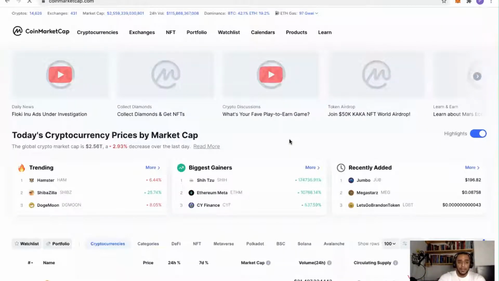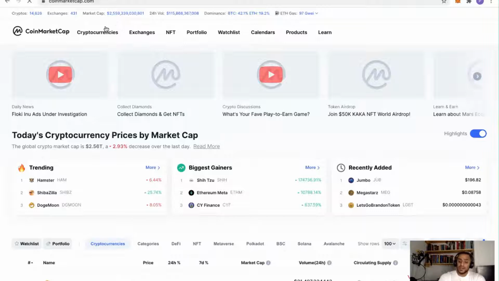So let's have a quick look at the market cap on CoinMarketCap. And we're going to see for ourselves what the price of the total entire market cap on crypto is right now. So at the top here, we can see it's just over $2.5 trillion.